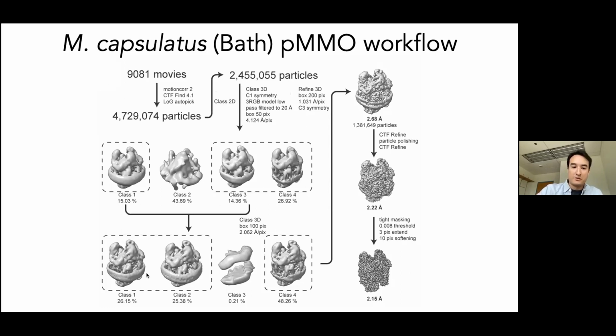Doing 2 rounds of 3D classification and picking the PMMO classes results in this many particles for the initial reconstruction. Here we can see the disk. And then after a round of CTF refinement, particle polishing, and another round of CTF refinement, I was able to get to 2.22 angstroms. Then employing tighter and tighter masking, imitating the methodology from CryoSPARC, we're able to get down to 2.15 angstroms for the structure.